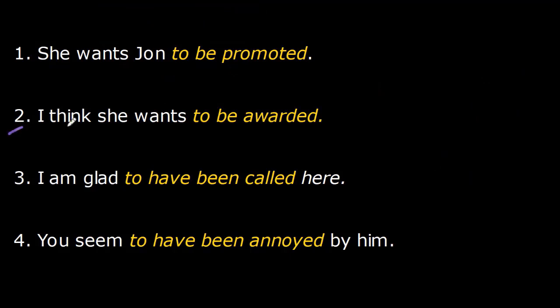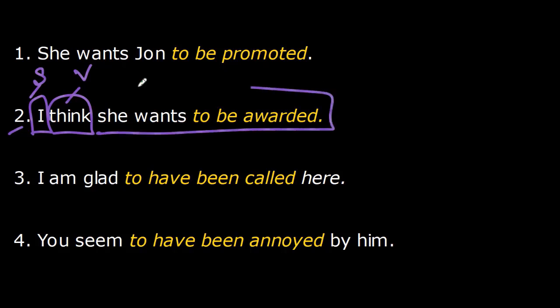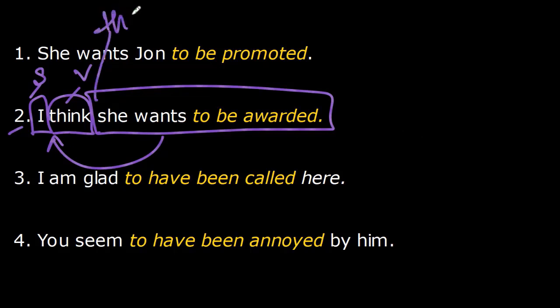Second example. I think she wants to be awarded. I is my subject, think is my verb, and this entire thing is the object of the verb think. This is a noun clause. The conjunction that is missing here. There should be that here. It can be omitted. I think that she wants to be awarded.